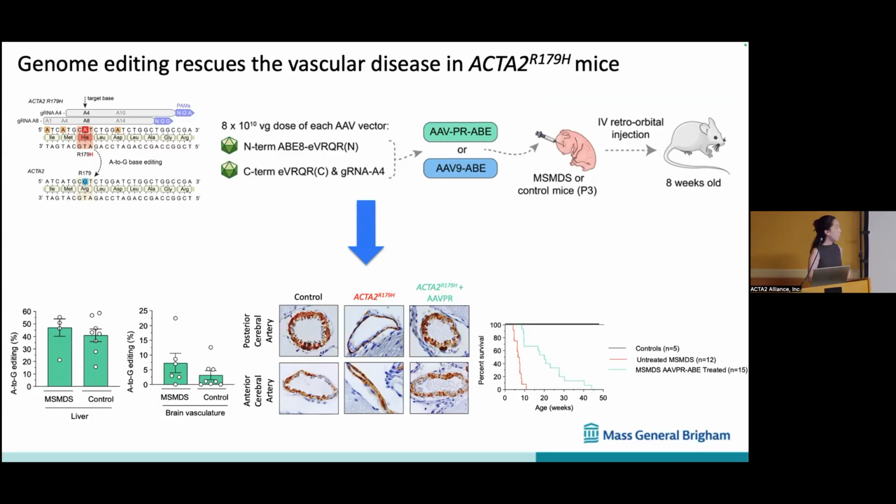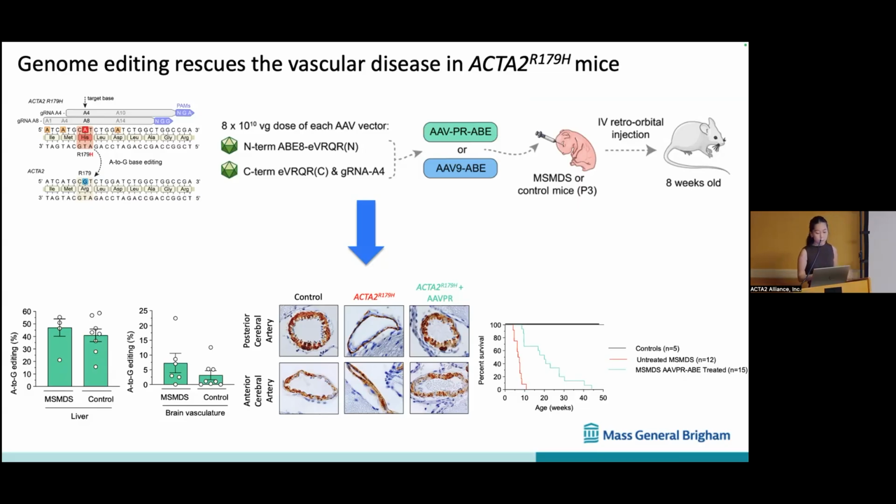And we found that following treatment at 8 weeks, we saw excellent editing efficiency in the liver and the brain vasculature, as Dr. Mussolino pointed out earlier. And again, we also saw a significant recovery in smooth muscle cell function in the cerebral vasculature. So this top row here shows cross sections of the posterior cerebral artery. And in the control mice, we see that they have this nice wrinkle morphology in the lumen of the vasculature, indicating contractility of the vessel. And we see complete loss of that characteristic in our ACTA2 MSMDS mice. And importantly, a recovery of that nice wrinkle and contractility following treatment.